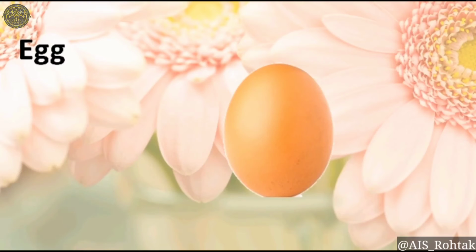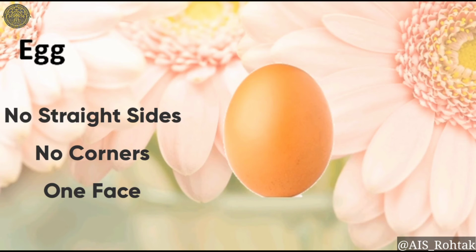Okay, tell me, have you seen an egg? This is an egg. Does it resemble a circle? It appears to be a circle, but it is not. It is not a perfect round shape because it is an oval shape which has no straight sides, no corners and one face which can be seen.